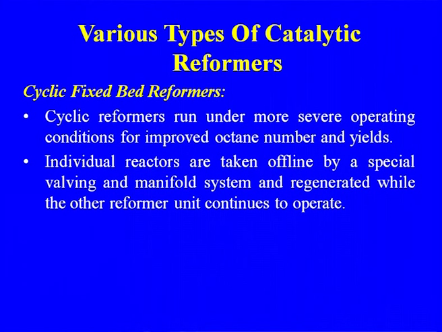Cyclic fixed bed reactor. Cyclic reformers run under more severe operating conditions for improved octane number and yields. Individual reactors are taken offline by a special valving and manifold system and regenerated, while the other reformer units are running continuously. This is how the cyclic fixed bed reformers work.